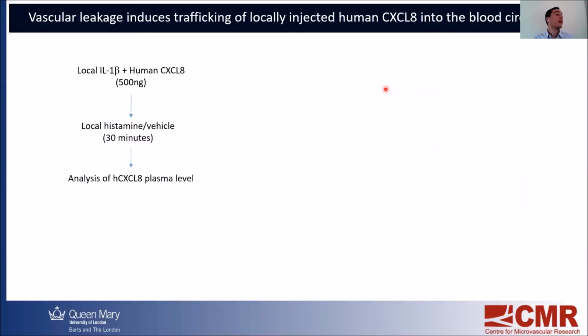We also analyzed the trafficking of a real chemokine in vivo. To do this, we injected IL-1 beta in the cremaster muscle in combination with human CXCL8, applied histamine or vehicle control, and analyzed specifically the presence of human chemokine in the plasma level.